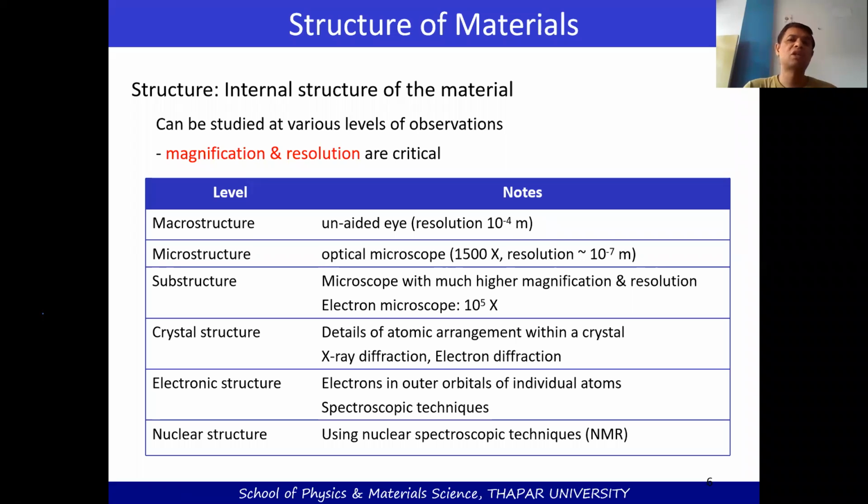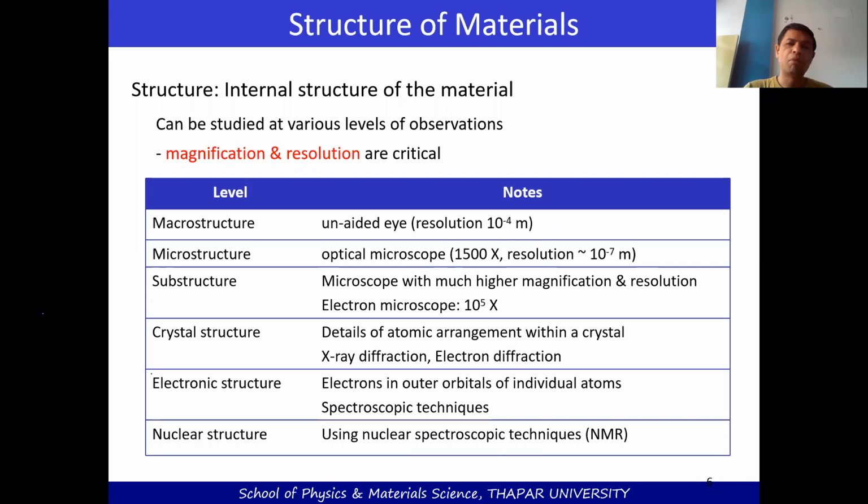The next level of structure, which is very important and which we will frequently refer to, is called the microstructure, which you cannot see by eye, but if you put a material under an optical microscope, you can see the structure of the material. The typical resolution is a fraction of a micrometer, and that is why the structure is called the microstructure. The typical resolution is 0.1 micrometer, or 10 to the power minus 7 meter.